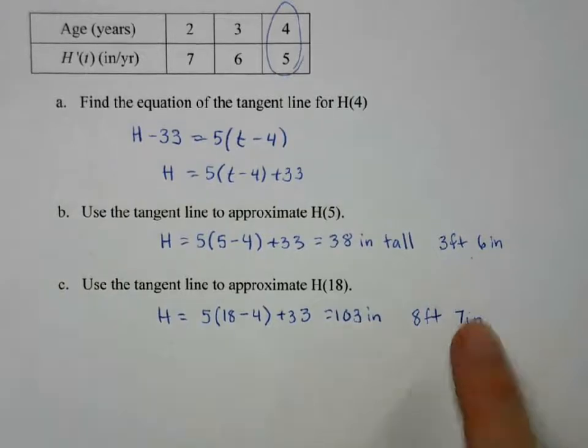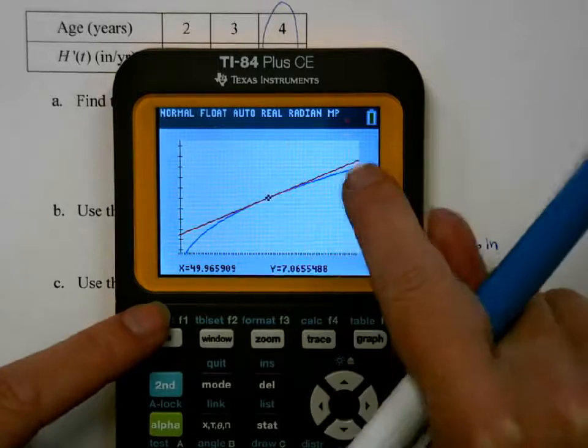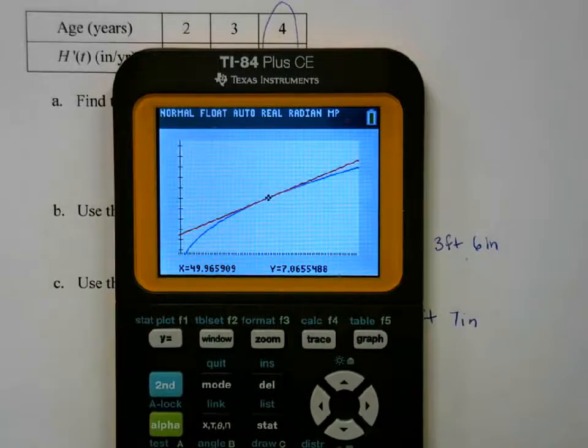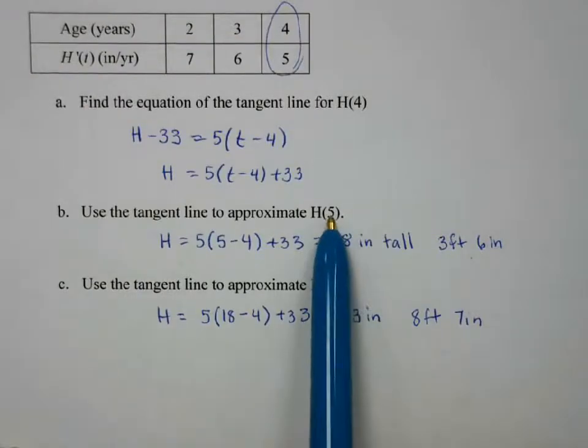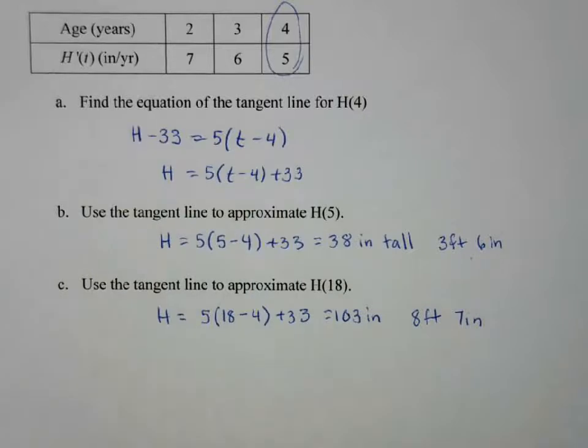So if I go back to the graph that we were working with earlier, the farther you get away from this point, the less accurate that tangent line approximation is going to be. So if we're using tangent lines, we really need to stick close to the value that we're centered at.